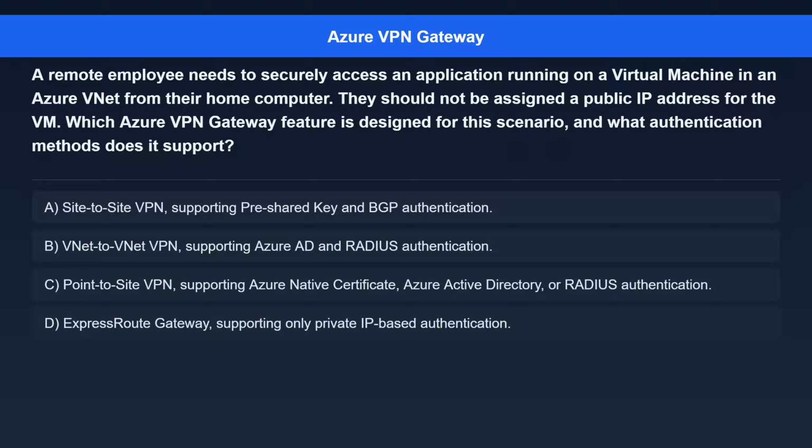Option A. Site-to-site VPN supporting pre-shared key and BGP authentication. Option B. VNet-to-VNet VPN supporting Azure AD and RADIUS authentication. Option C. Point-to-site VPN supporting Azure Native Certificate, Azure Active Directory, or RADIUS authentication. Option D. ExpressRoute Gateway supporting only private IP-based authentication.